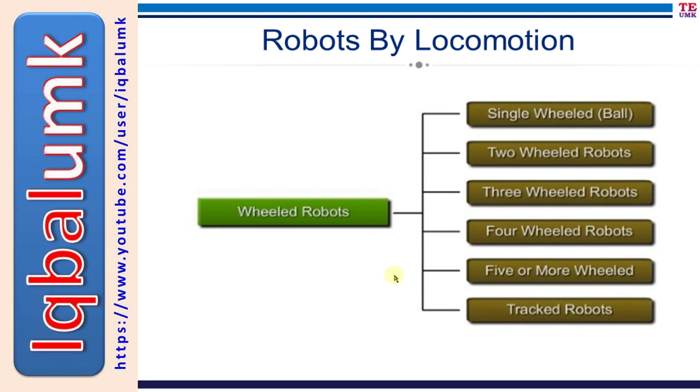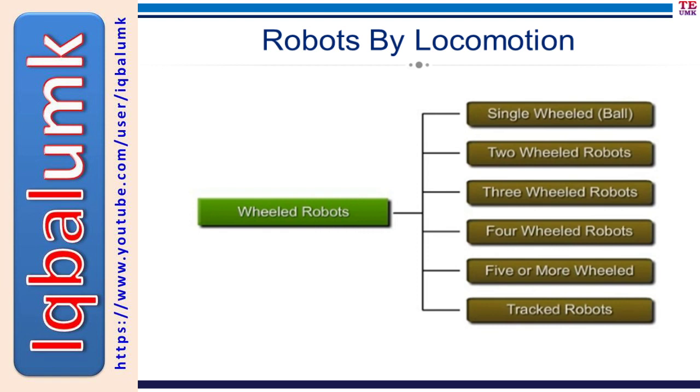Kemudian di bagian robot beroda, wheel robot, maka dibedakan berdasarkan jumlah rodanya. Di sini ada single wheel. Single wheel ini seperti robot beroda satu, robot naik sepeda tapi rodanya satu. Kemudian ada robot dengan 2 roda, ini yang banyak dipakai sekarang, dipakai seperti di bandara, kendaraannya sudah menggunakan robot atau kendaraan 2 roda di sana.